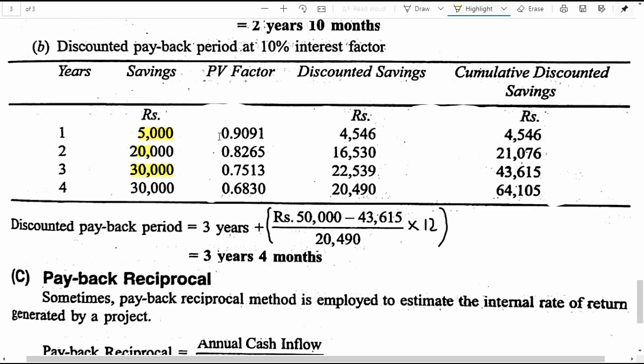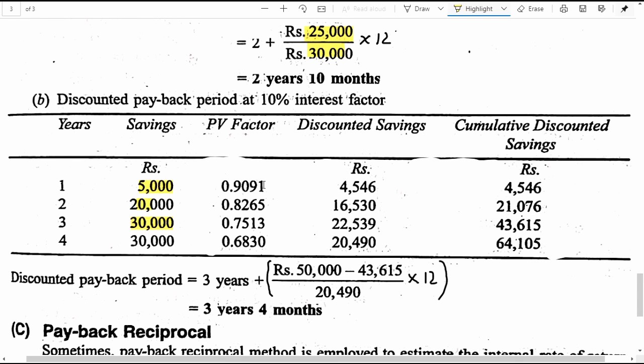Now, by referring to the PVIF table at 10% interest factor, for period 1, the PVIF value for rupee 1 is 0.9091. For period 2, it is 0.8265. For period 3, it is 0.7513. For period 4, it is 0.6830.